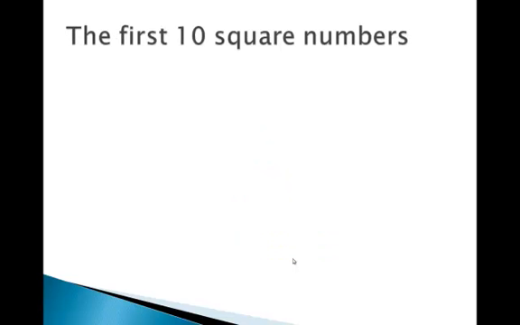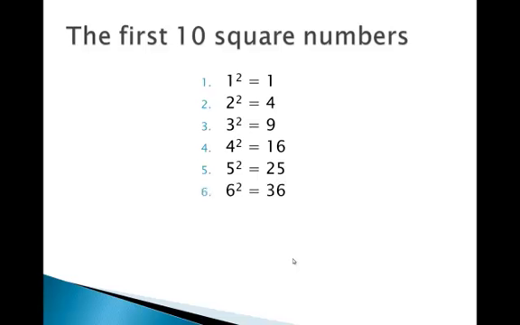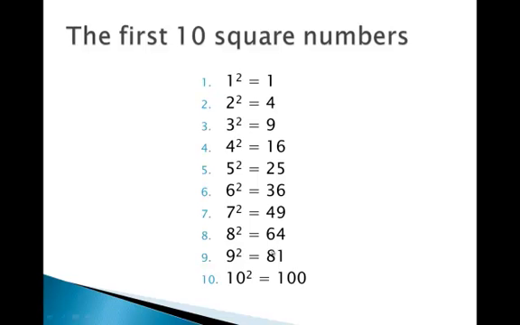So the first 10 square numbers, and these you should be able to recognise straight away. So 1 squared is equal to 1, 2 squared is equal to 4, 3 squared is 9, 4 squared 16, 5 squared 25, 6 squared 36, 7 squared 49, 8 squared 64, 9 squared 81, and 10 squared is 100. So you should be able to recognise these from your times tables because they're all the number multiplied by itself. For example, 7 by 7 is 49.